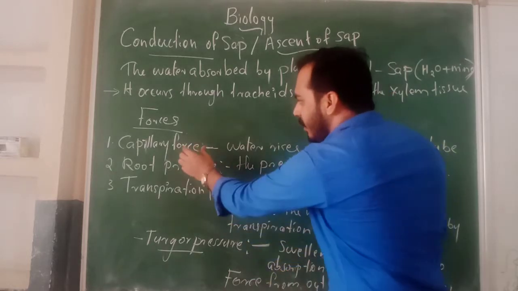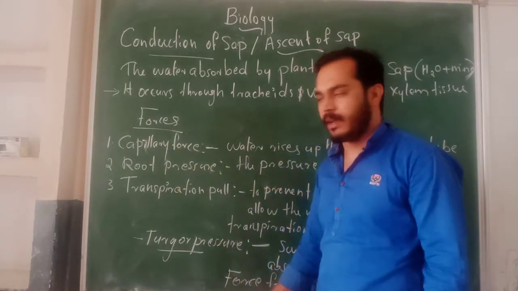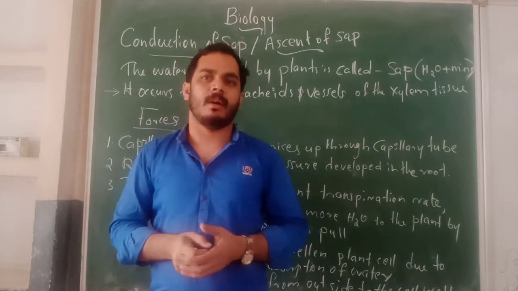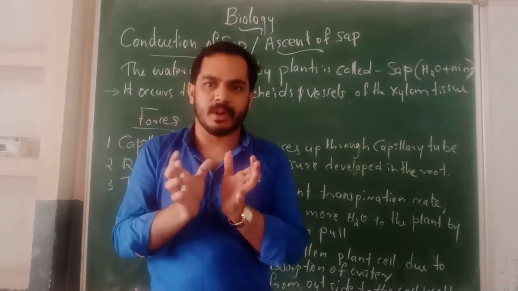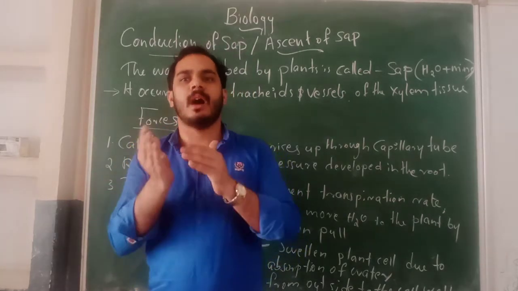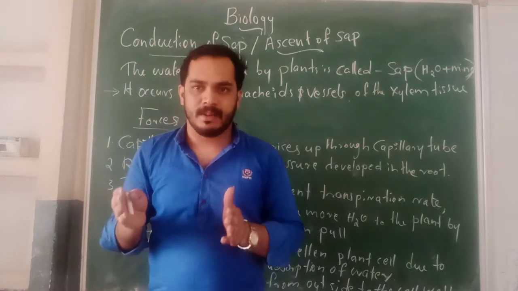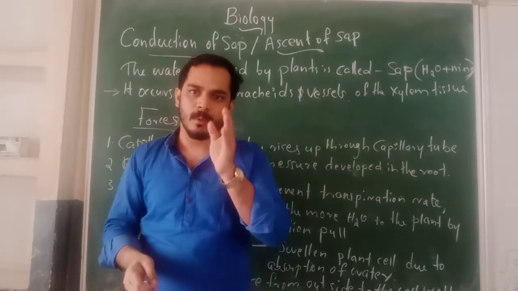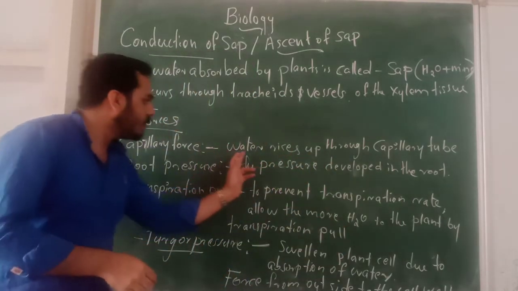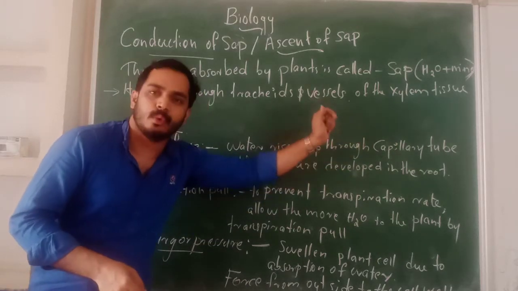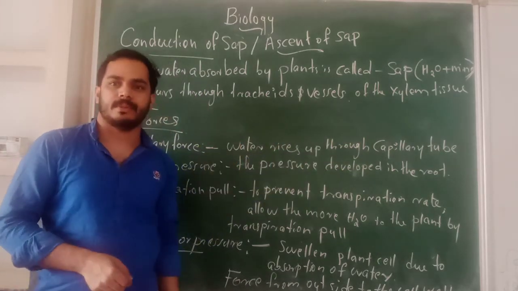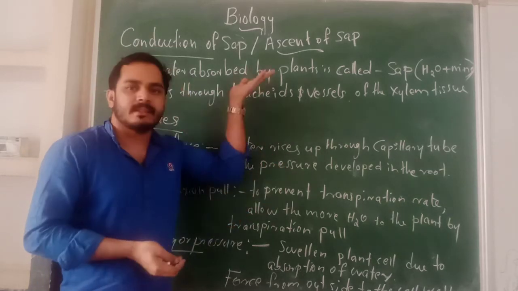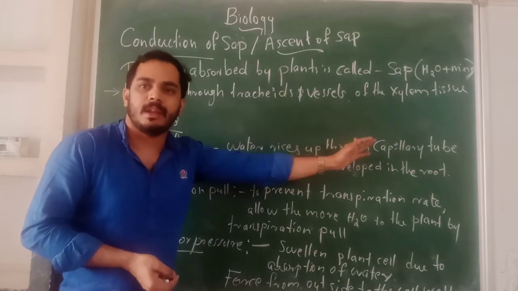Let's see the importance of the capillary force. The capillary force means the force applied in the root. According to this force, what happens? The sap moves in the upward direction. Sap means water and minerals moving from the root system to the shoot system. Here it is given that the water rises up through a capillary tube with the help of the capillary force, and the minerals also rise up through a capillary tube.